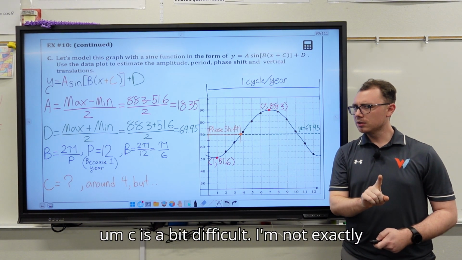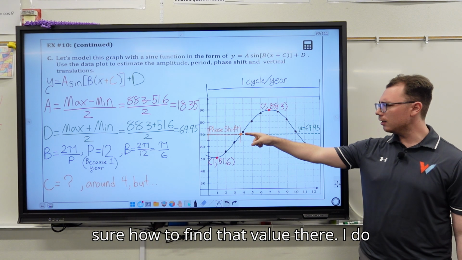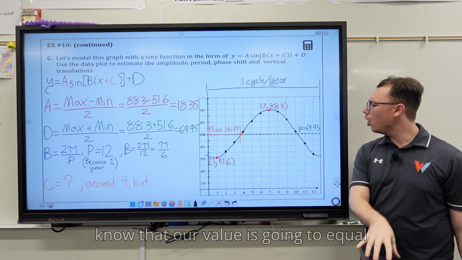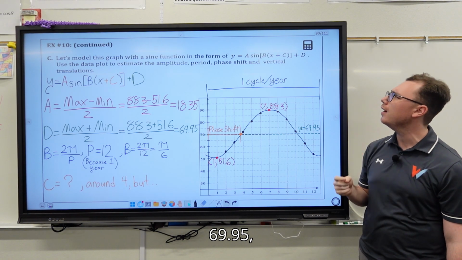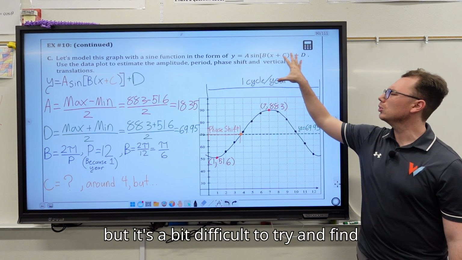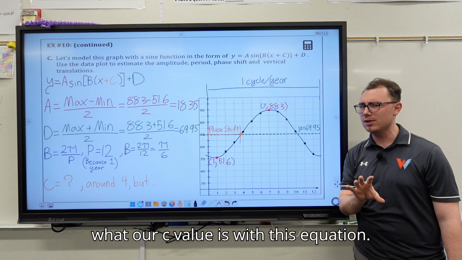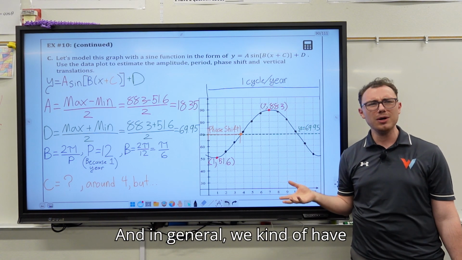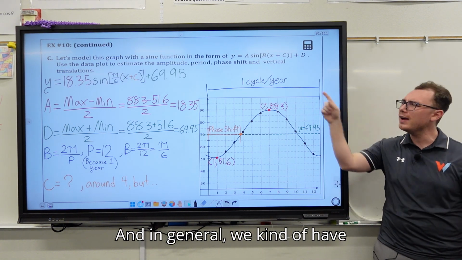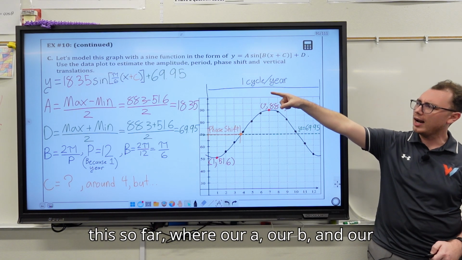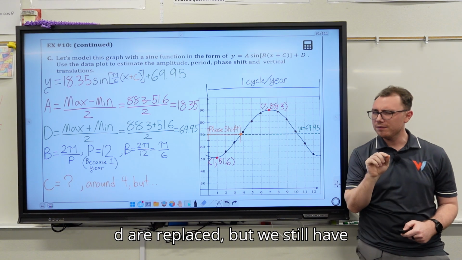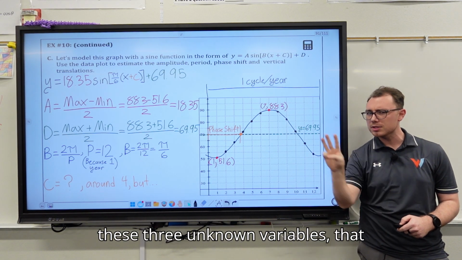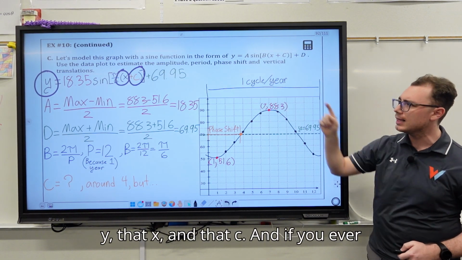C is a bit difficult. I'm not exactly sure how to find that value there. I do know that our D value is going to equal that 69.95, but it's a bit difficult to try and find what our C value is with this equation. And in general, we have this so far, where our A, our B, and our D are replaced, but we still have these 3 unknown variables, that y, that x, and that C.